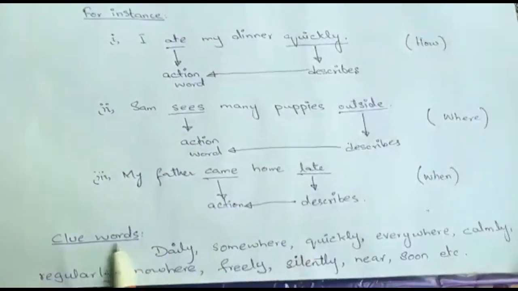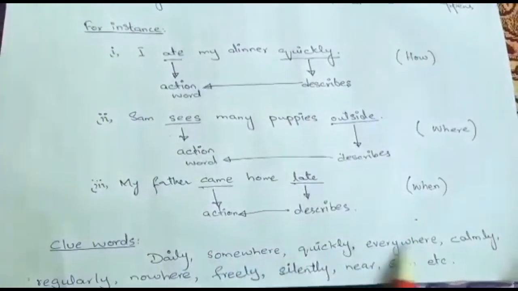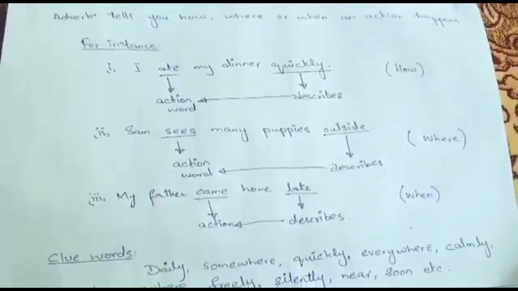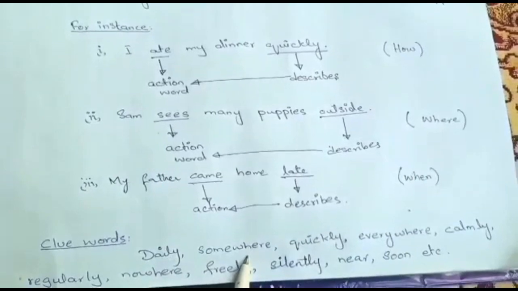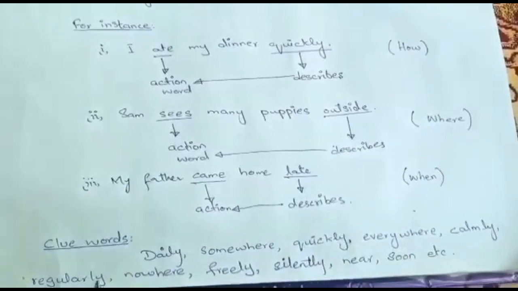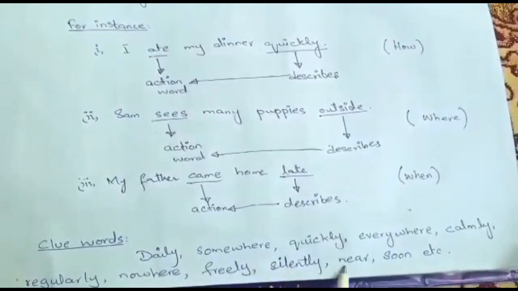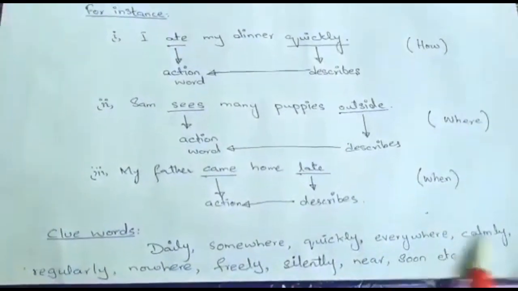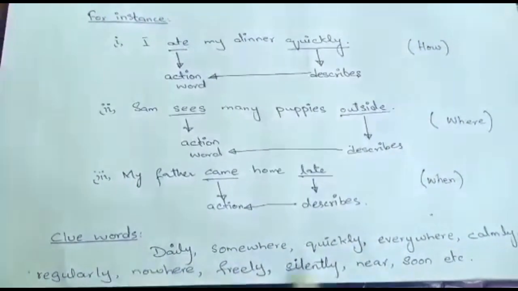Now coming towards its clue words. Whenever you see these words in a sentence, it means that these are adverbs. For instance, the clue words are daily, somewhere, quickly, everywhere, calmly, regularly, now, nowhere, freely, silently, near, soon, etc. These are the clue words which are mostly found in the sentence. So these are the adverbs.